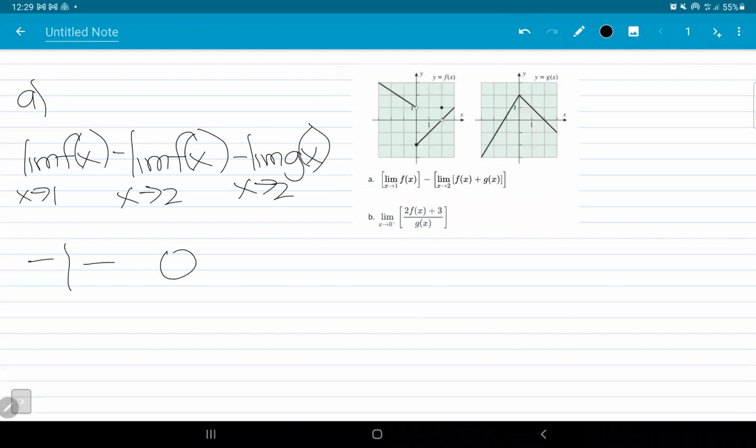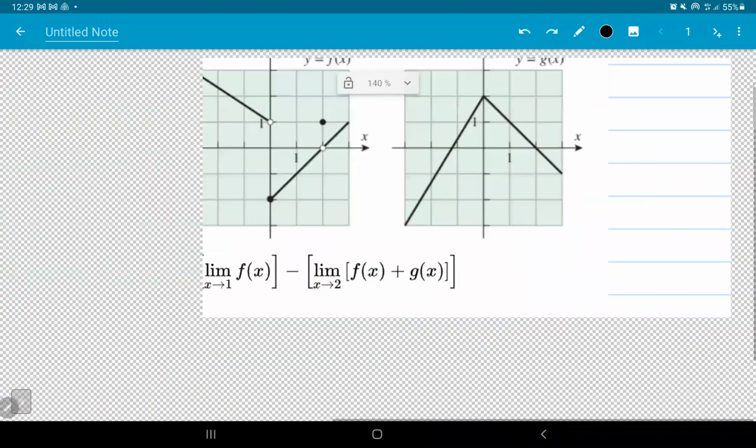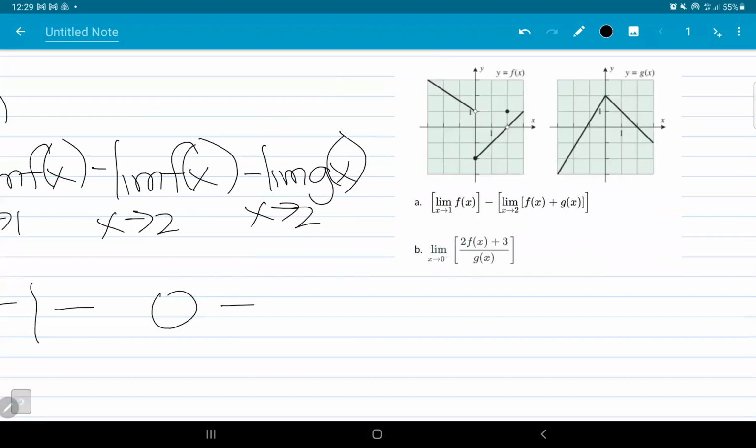And for g of x as x approaches 2, obviously it's 0, just the y coordinate of that point. It's negative 1.